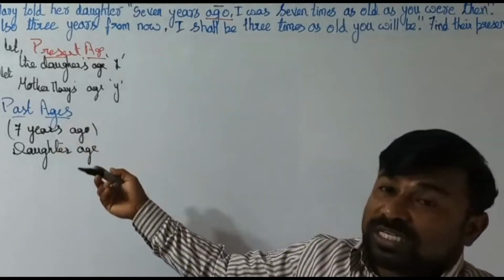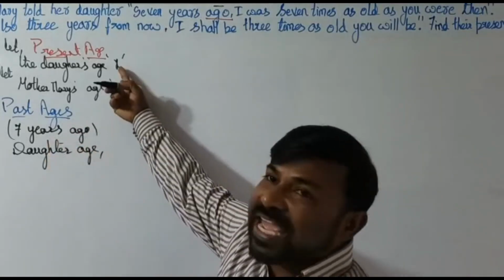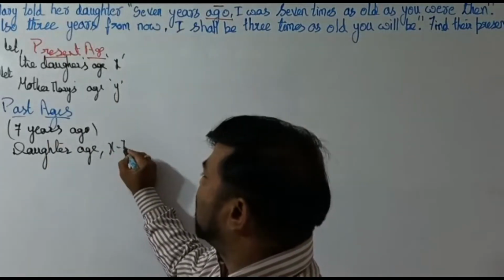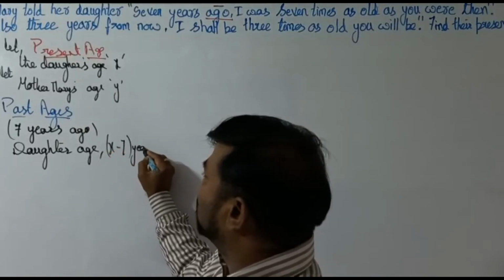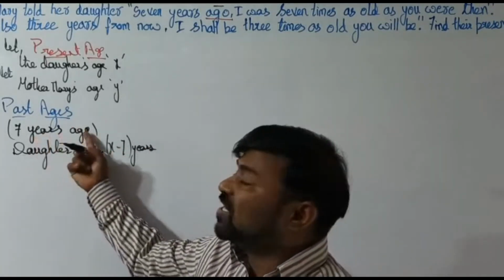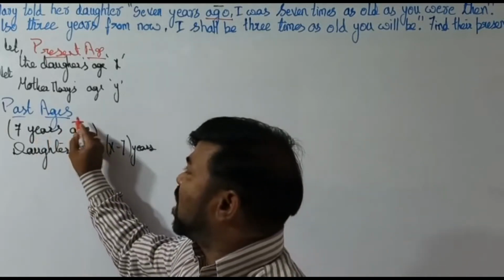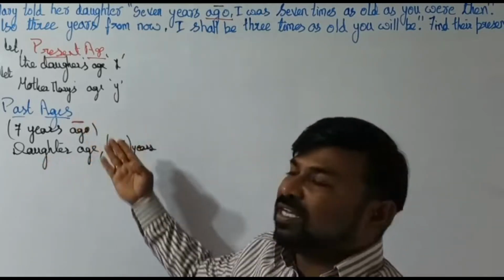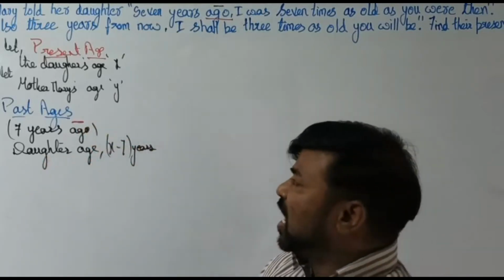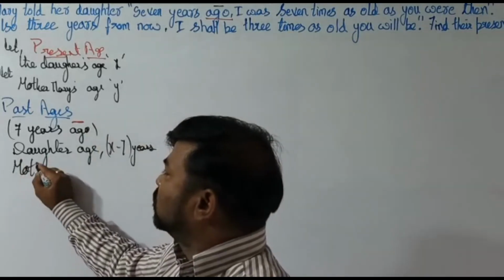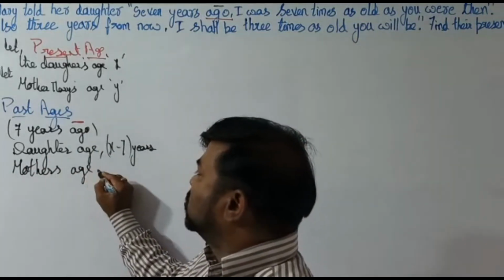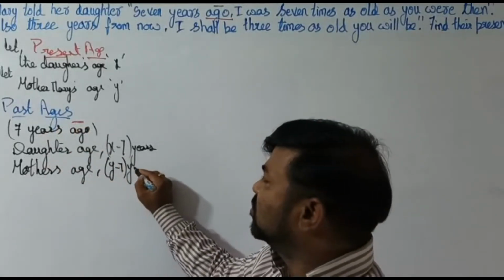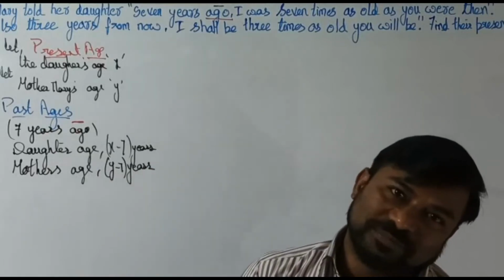Right, 7 years ago, what is the daughter's age? If the present age is x, then 7 years ago the daughter's age is x minus 7. You have to remember this. Why? Because this is 7 years ago, and ago is always minus. Whatever the present age is, we go back 7 years. So the daughter's age 7 years ago is x minus 7, and the mother's age 7 years ago is y minus 7, right? This is what we are talking about.